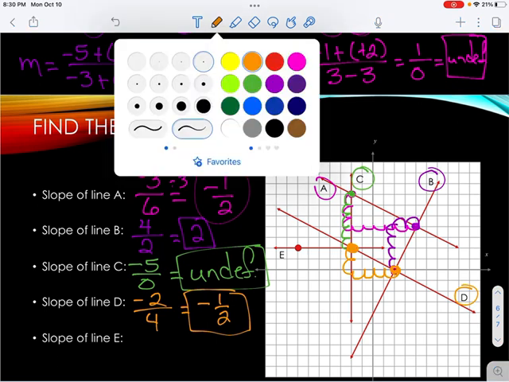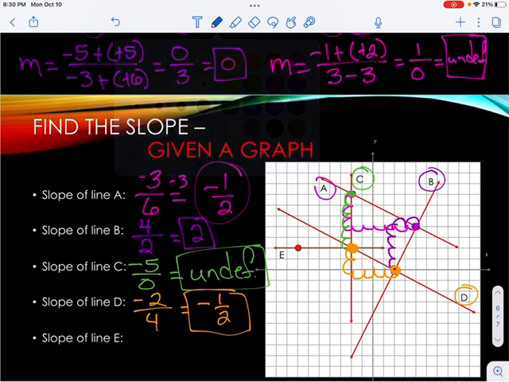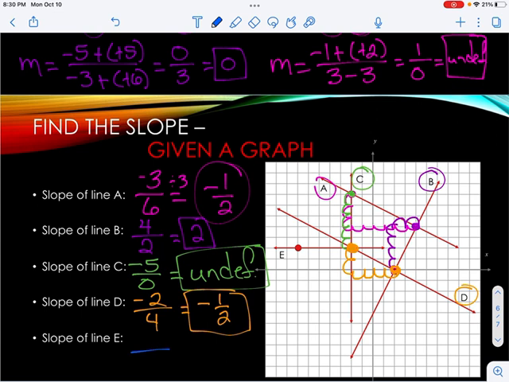And the last one here, let's do E. So for E, here's the line, here's 1 point, here's the other point. You'll notice there is no up and down to get to the other point. So if I count 1, 2, 3, 4, 5, 0 over 5 is a slope of 0. And that's how we do that if we have a graph and we want to find the slope.